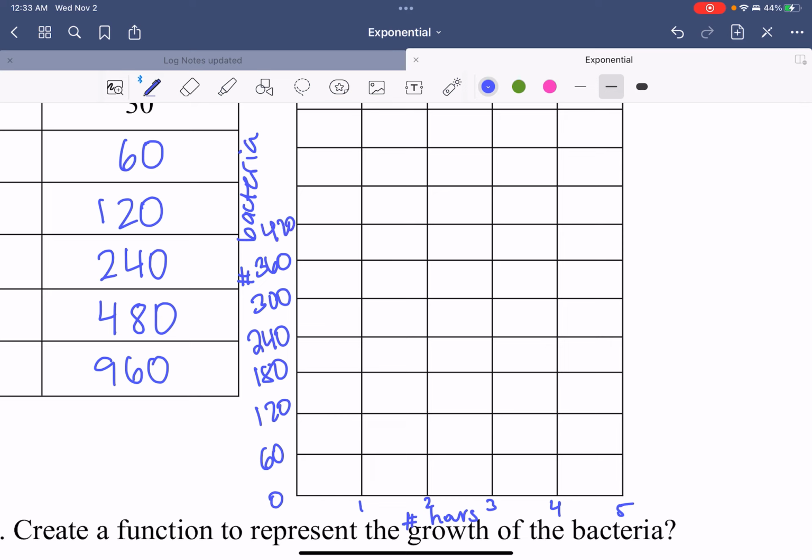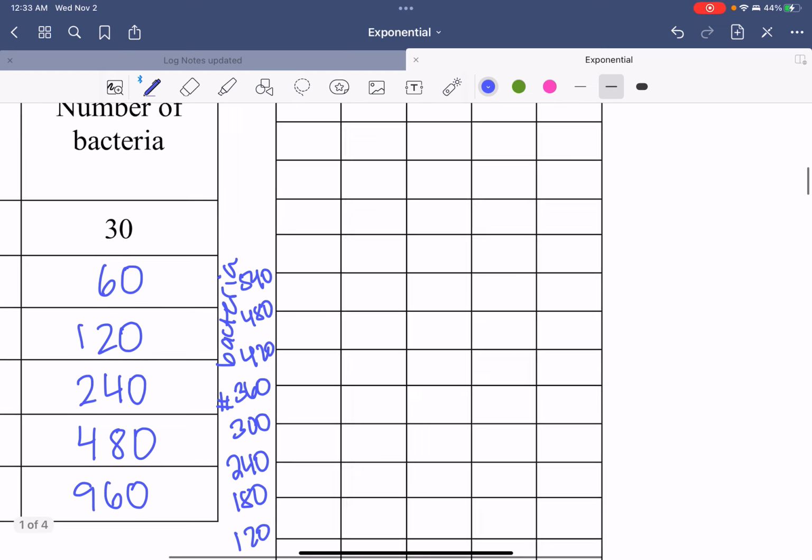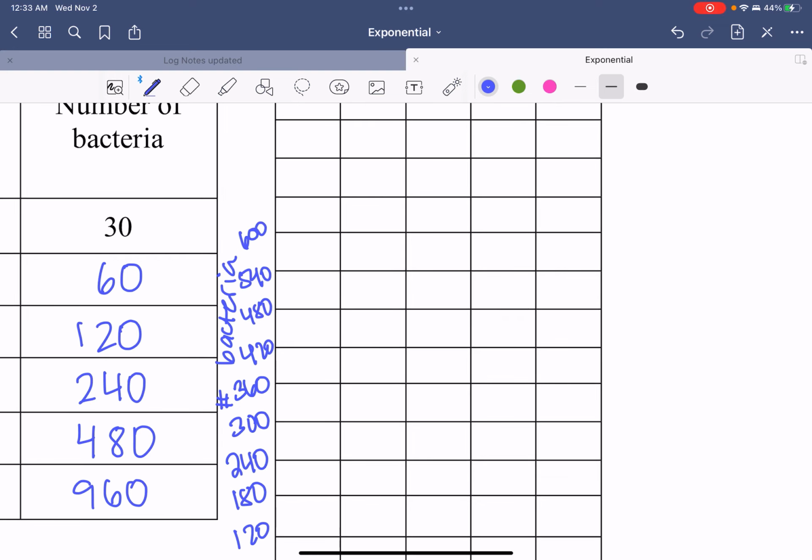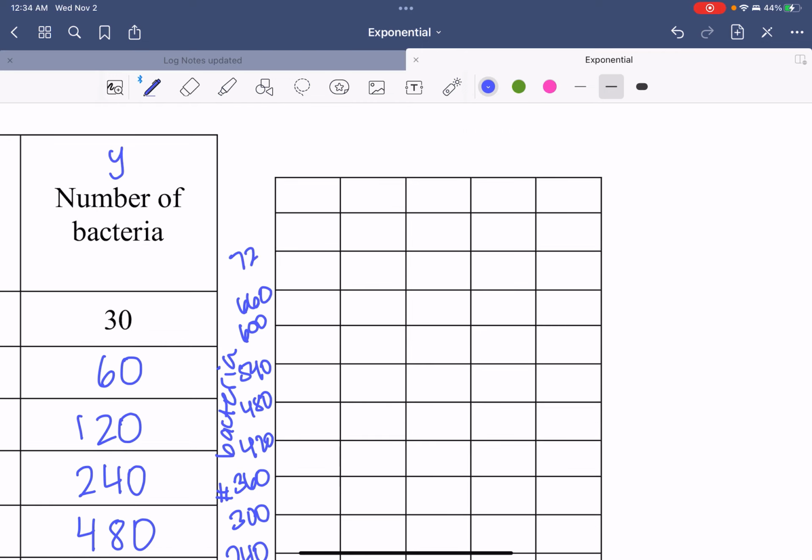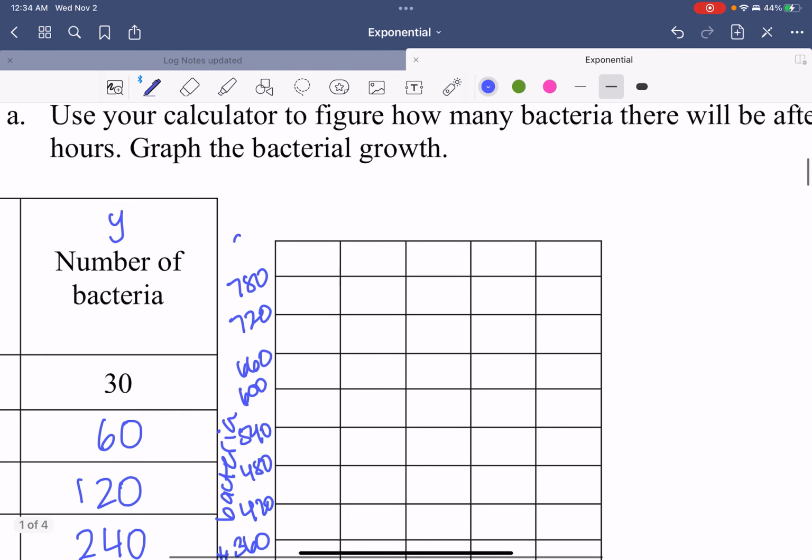420, 480, 540, 600, 660, 720, 780, 840. And so you can see I ran out of space there, but I could keep going.